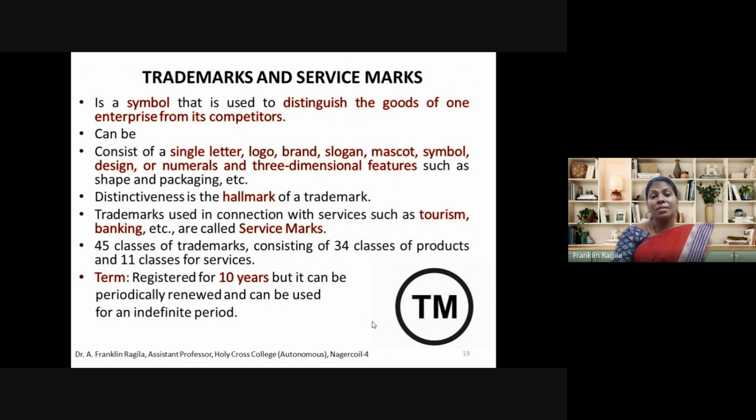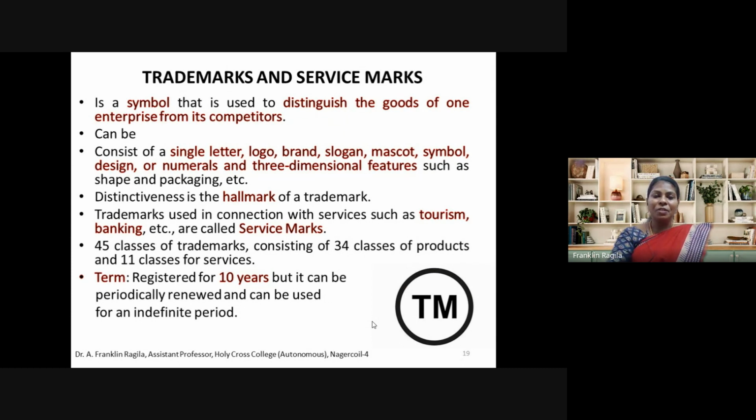And the next one is trademarks and service marks. A trademark is nothing but a symbol that is used to distinguish the goods of one company from another company. So a symbol, a numeral, or a small logo may also come under trademark. It consists of a single letter, maybe a logo, brand, slogan, mascot, symbol, design, numerals, the shape, or the packaging. Everything comes under this trademark.